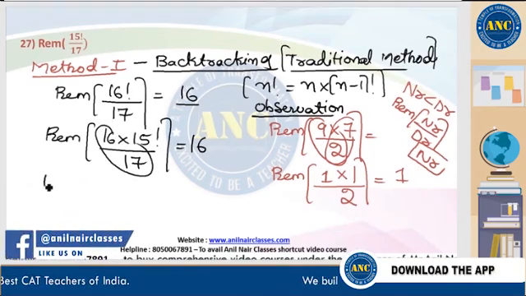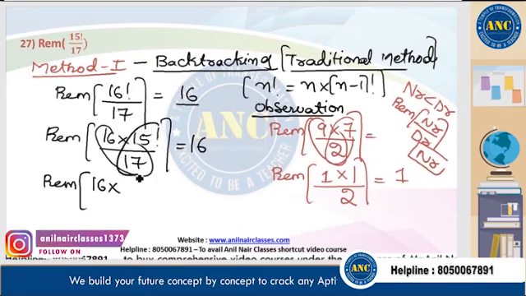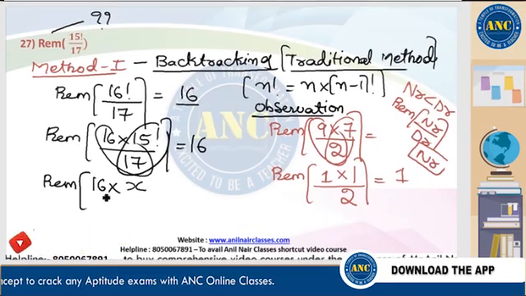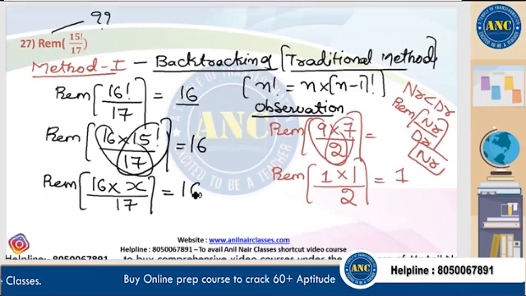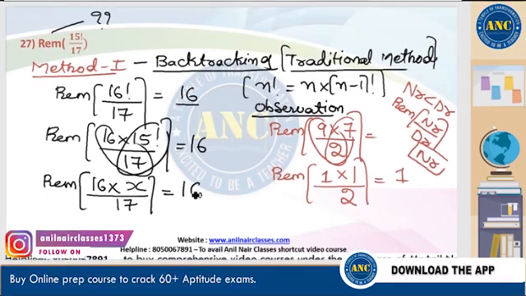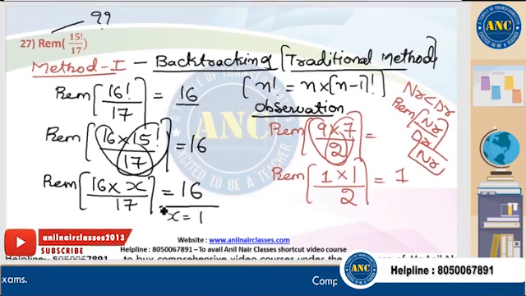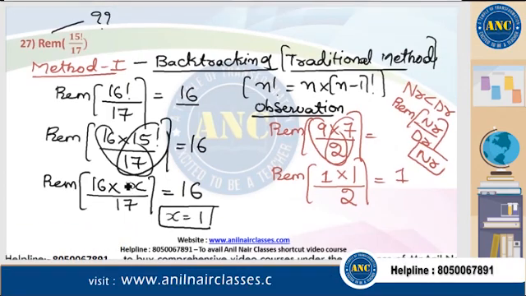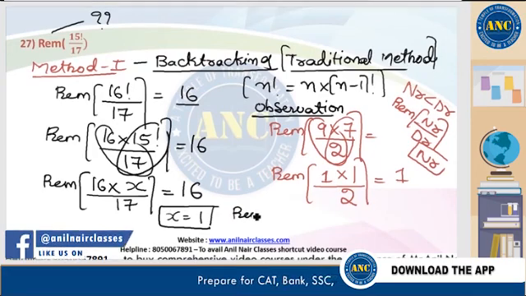16 divided by 17, 17 zeros are 0, it is 16. 15 factorial by 17, I don't know the remainder. This is what we need to find out. So if it is x, when I further divide, if the numerator is less than the denominator, the remainder remains the same. I hope this step is clear. 16 into x divided by 17 is 16. Just by looking at the question, we can say that x is 1. If I substitute x as 1, 16 ones are 16. 16 divided by 17, remainder is 16.